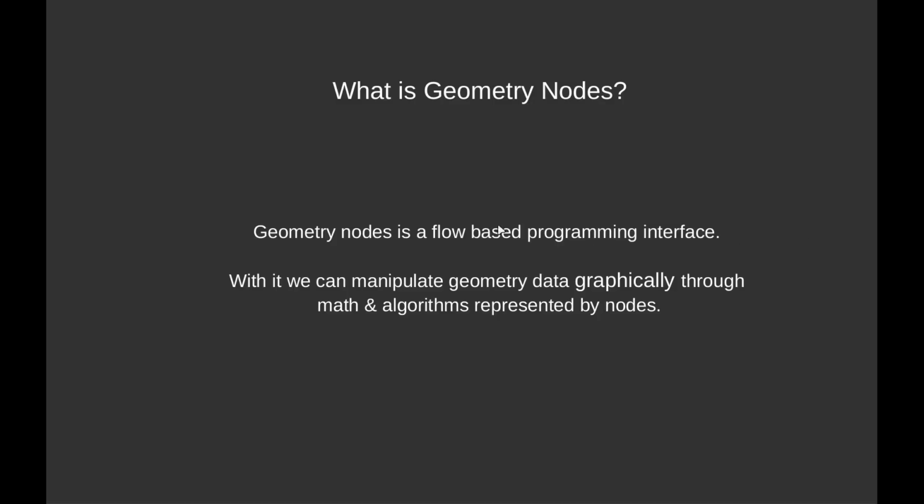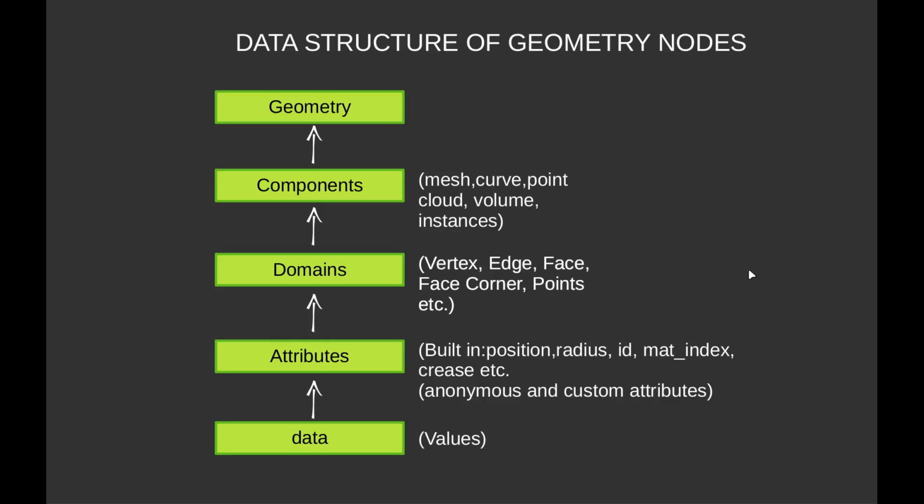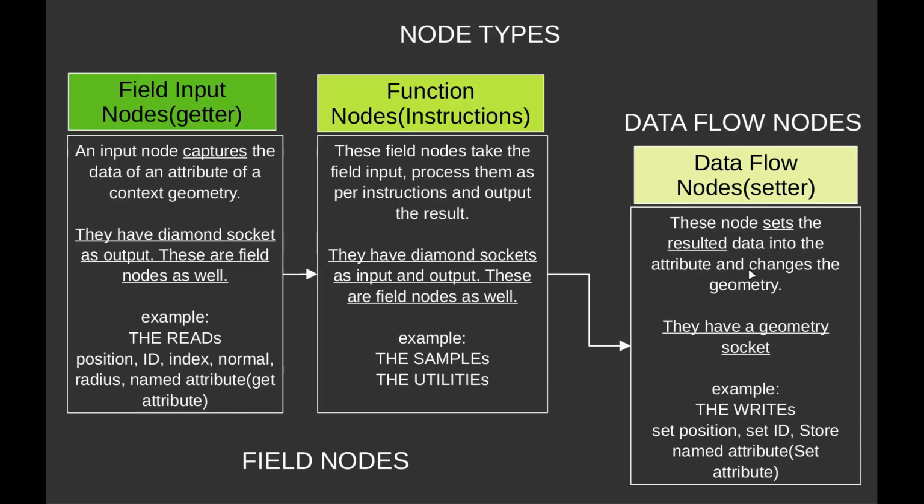So that's it actually. So we have learned what is actually geometry nodes. Then we learned the data structure of geometry nodes. We learned about the node types. There are two types of nodes. One is field nodes, one is data flow nodes. Field nodes have two types of node, field input nodes and function nodes. Field input nodes have diamond socket as output. Function nodes have diamond socket as input and output. Data flow nodes will have a geometry socket as input and output.